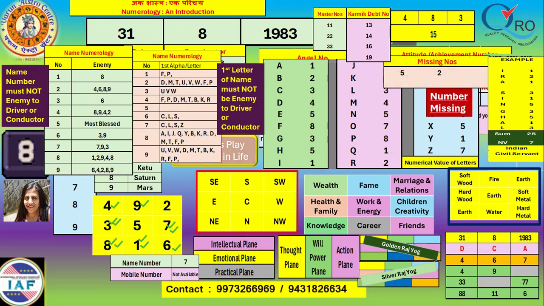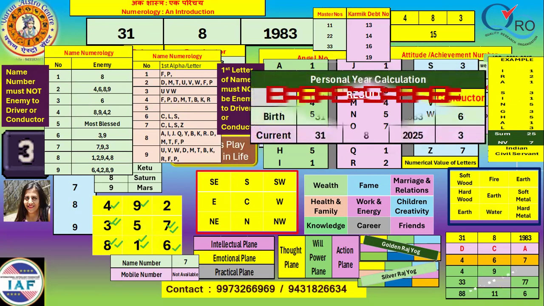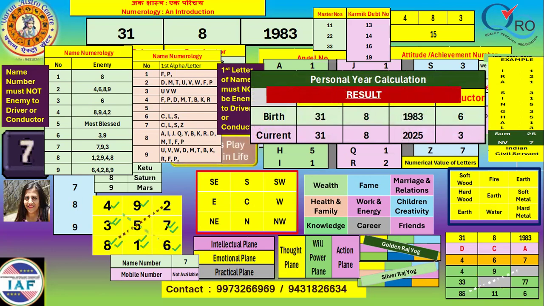And his name must not start with the driver or conductor anti-number of the driver and conductor, which is also displayed here. These 5 and 2 are missing numbers. And the current year running is for the native. This is done by replacing the year in the original birth date. The current year has been replaced, and the final number, by adding all the numbers, we are getting 3.